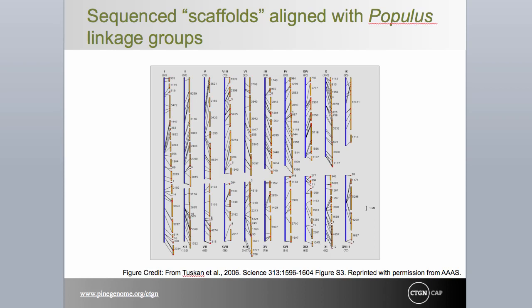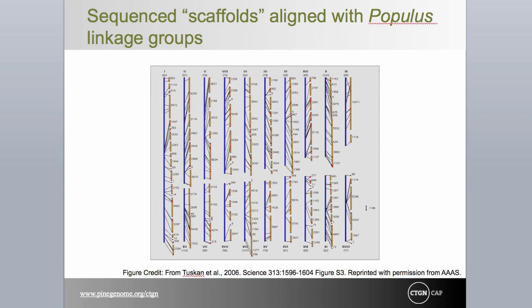As you may know, the first tree genome to be sequenced was a poplar. The figure shown here represents another application of genetic maps, the integration of physical maps, represented here by DNA sequence, and genetic maps. The assembled pieces of DNA sequence are called scaffolds. In this figure, there are 155 scaffolds aligned and oriented to a genetic map of the 19 poplar linkage groups, indicated here by Roman numerals 1 to 19.